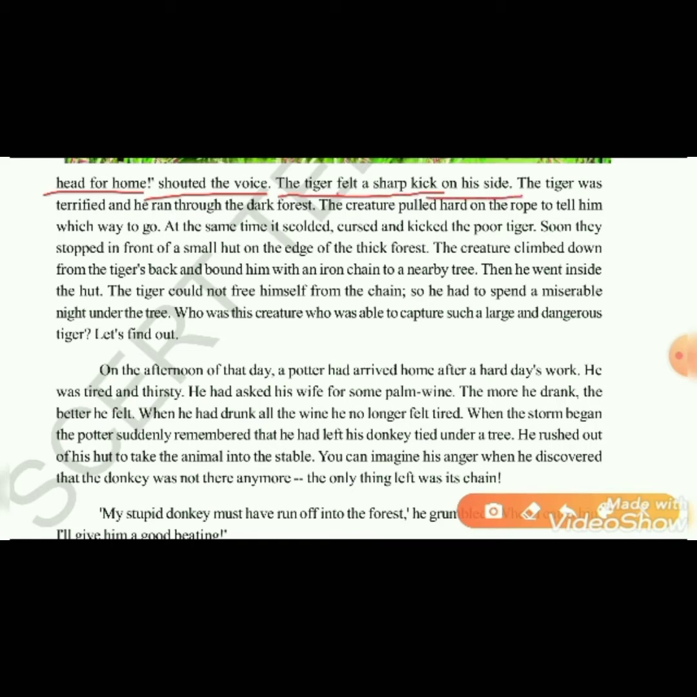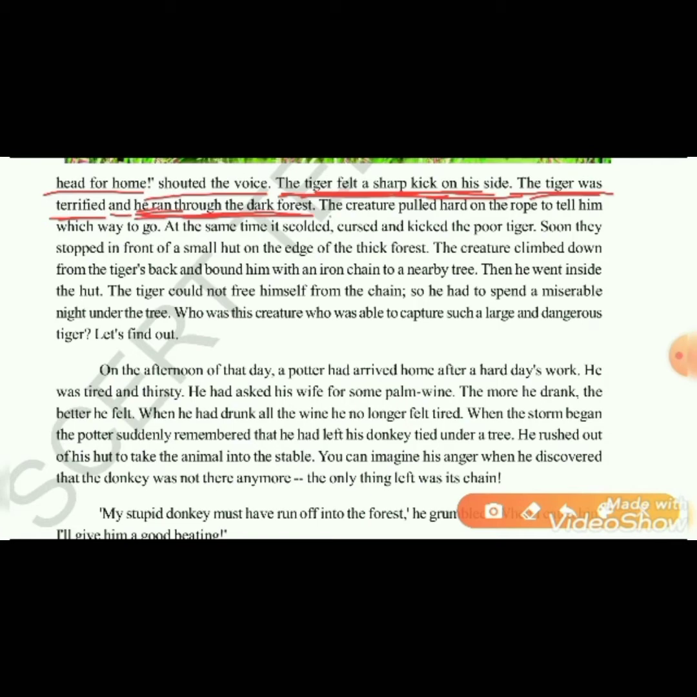The tiger was terrified and he ran through the dark forest. As he got a quick thrash on his back, he felt very painful and started running towards home in the forest in the night time. The creature pulled hard on the rope to tell him which way to go. So with the rope, the man was able to control the way of the tiger. According to the rope signal, the tiger started to move to the person's house. At the same time, it scolded, cursed, and kicked the poor tiger.